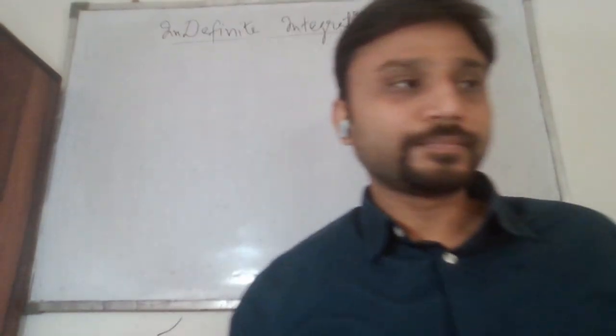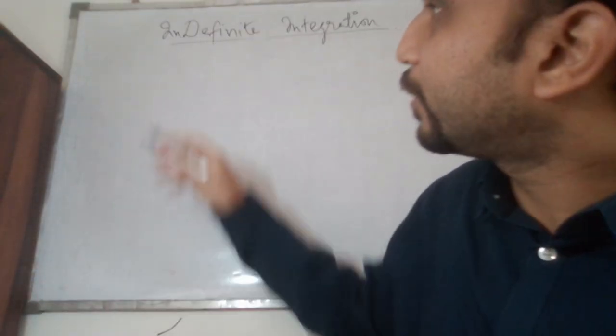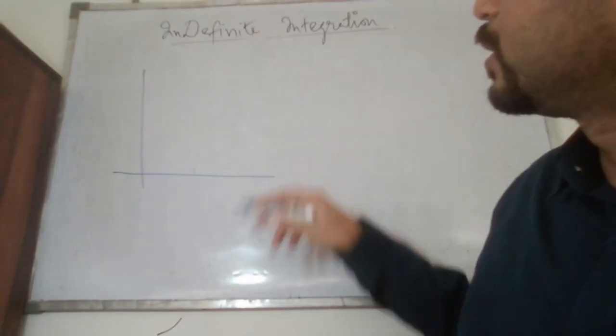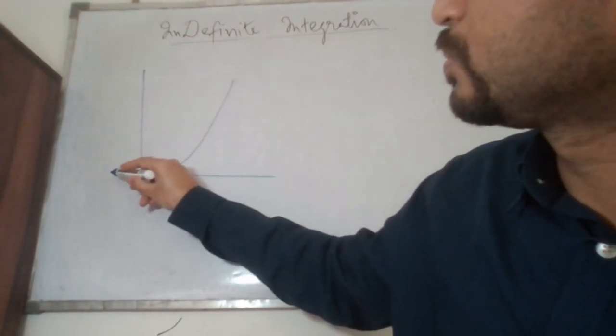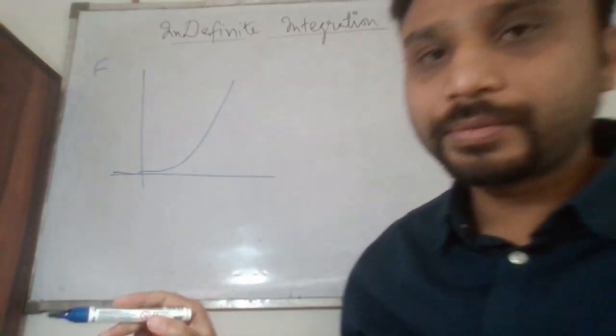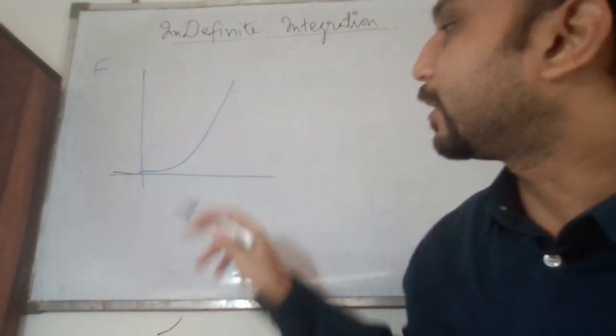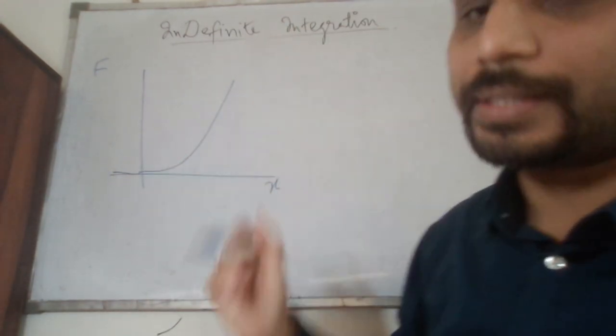Graphically as well, I want to express what is integration. Algebraically, we have taken an example, but what does it mean actually? Let's say I have a function drawn like this. Let's say this function is capital F, and it is varying with x, and it looks like something like this.